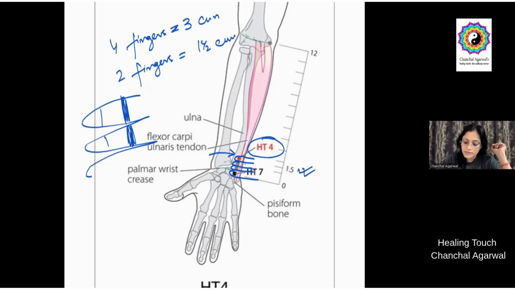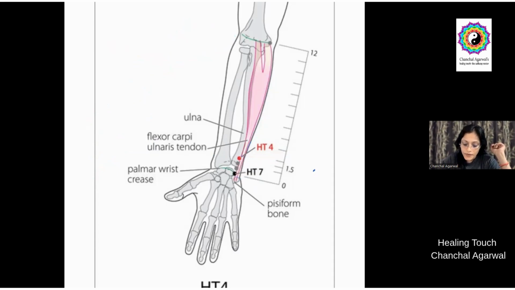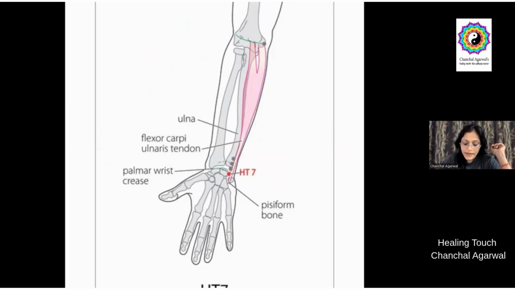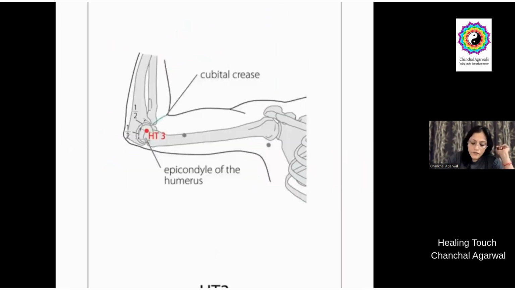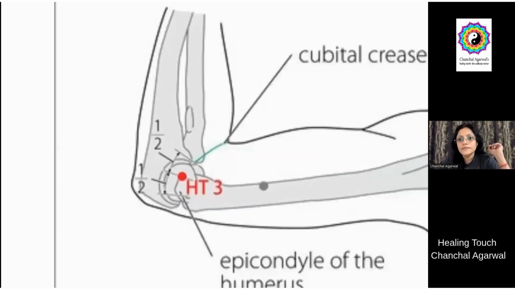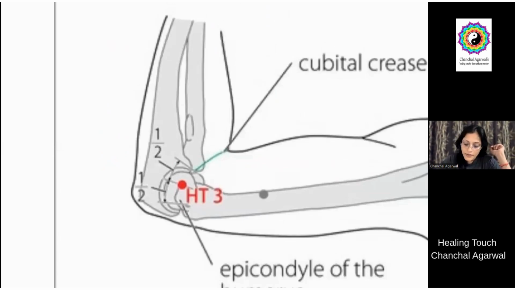So this was H4. And then we have H3. So if we are locating H3, how do we locate it? So this is the elbow crease.